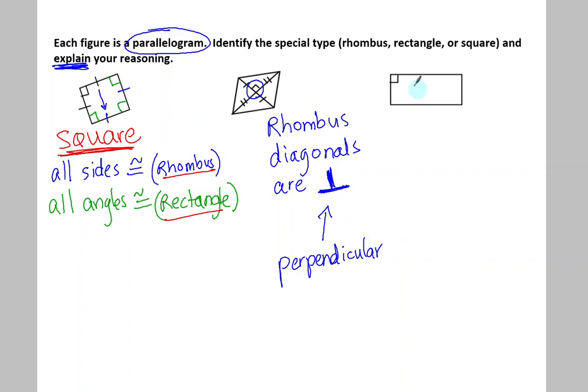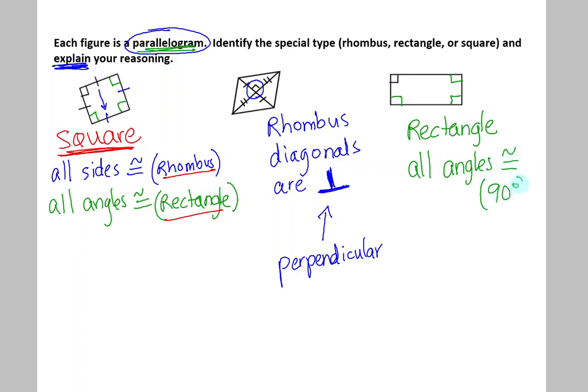And lastly, we have a parallelogram that shows one right angle. But remember, if it's a parallelogram, the opposite angles are congruent and the consecutive angles add up to 180. So 90 plus 90 makes 180, and we have four right angles. That's all the information we know. Therefore, the best we can say is that this is a rectangle. Our explanation is because all angles are congruent. We could, of course, say all angles are 90 degrees. That would be a valid reasoning as well.